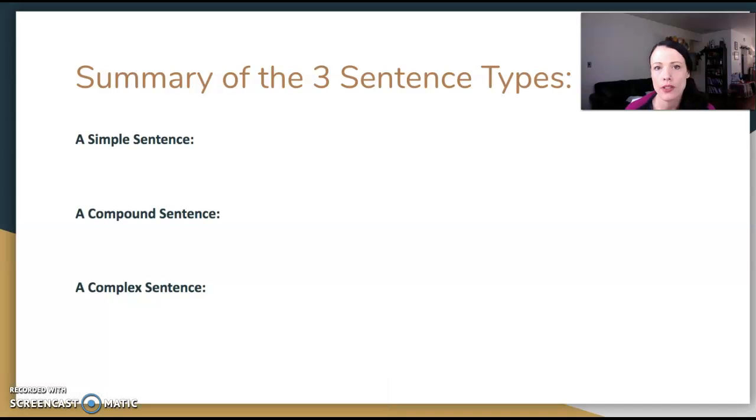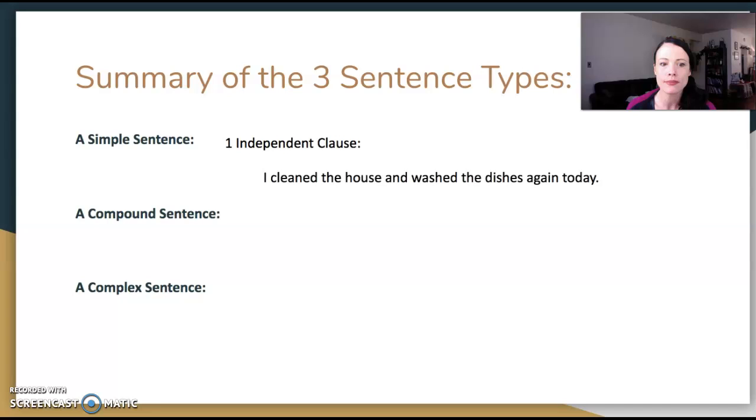Let's quickly review the three sentence types that we've covered so far. So we have a simple sentence. What's a simple sentence? One independent clause. I cleaned the house and washed the dishes again today.